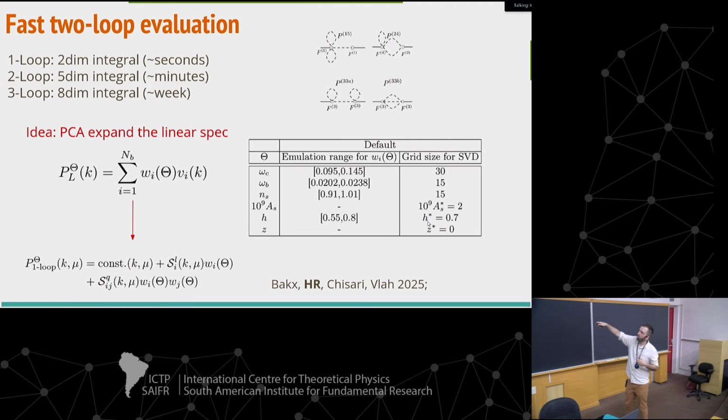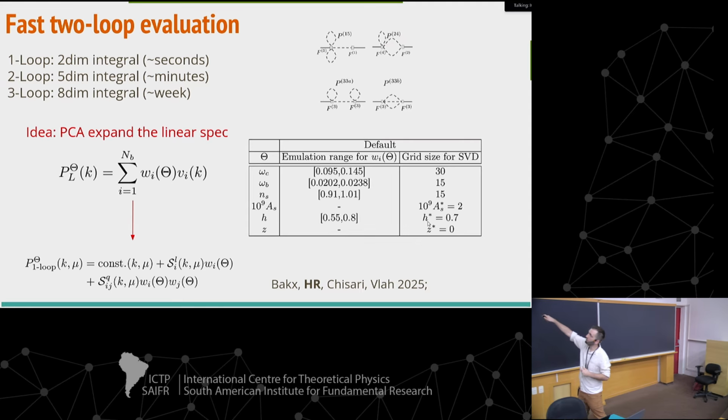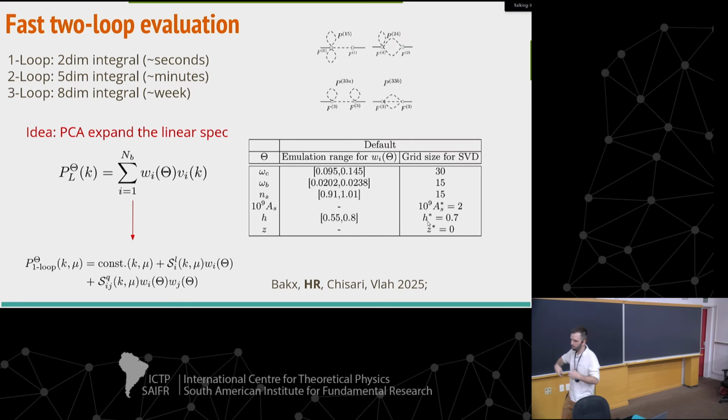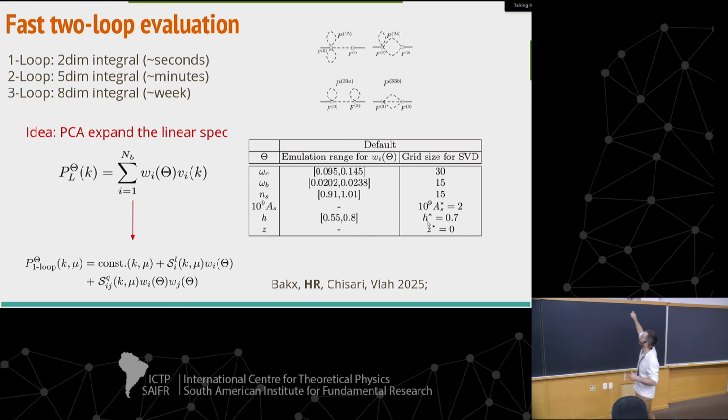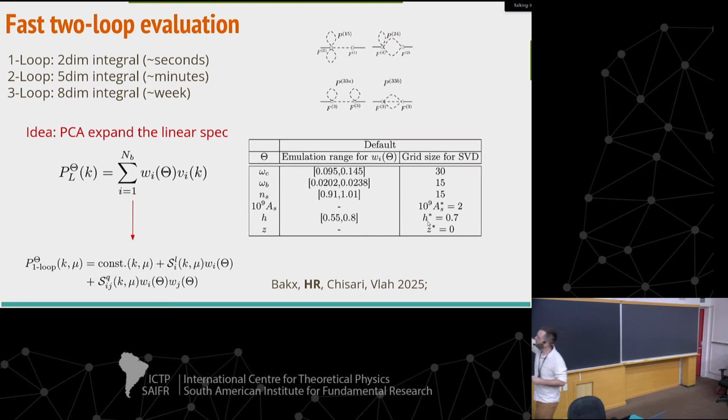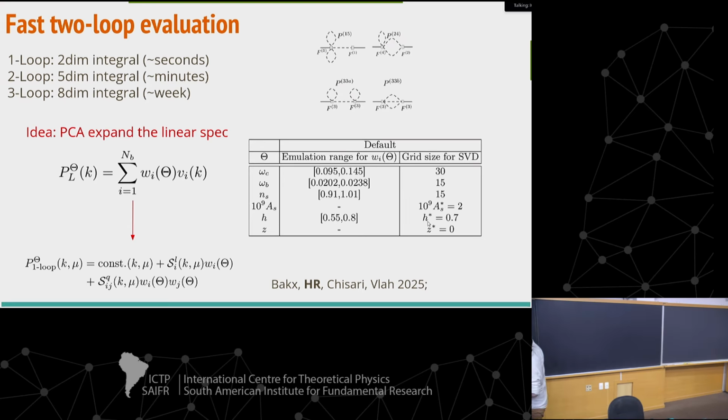And the approach we took to push towards higher loops is to expand the linear power spectrum into some bases. So we have some weights, W's here, and some eigenfunctions, V's, that you pre-compute for one single cosmological range that you have. So you can see that the one-loop result can be written as products of those weights that you compute for a cosmology theta and some pre-computed tensors S.